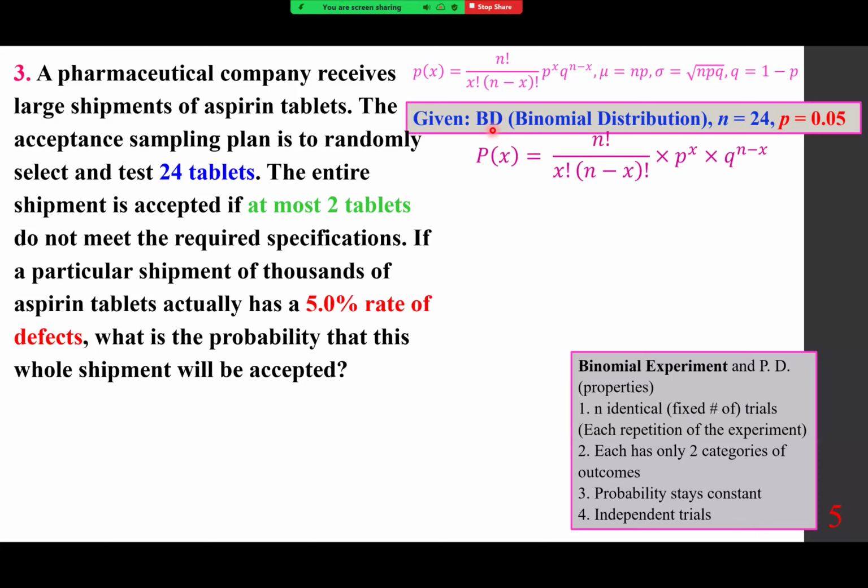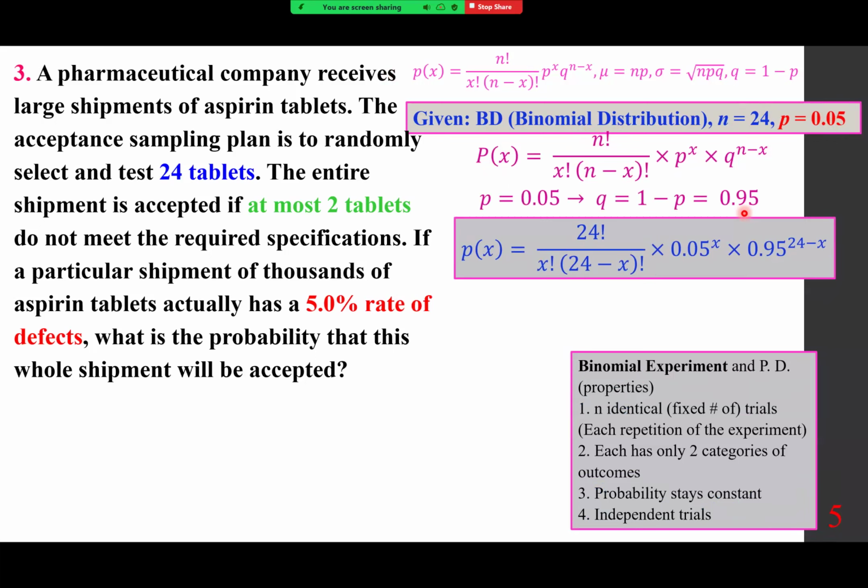So the formula is this. We are going to use p equal to 0.05. Therefore, q is 1 minus that, which is 0.95. And we're going to plug in, replacing the n with 24, p with 0.05, q with 0.95. So this would be the general formula.